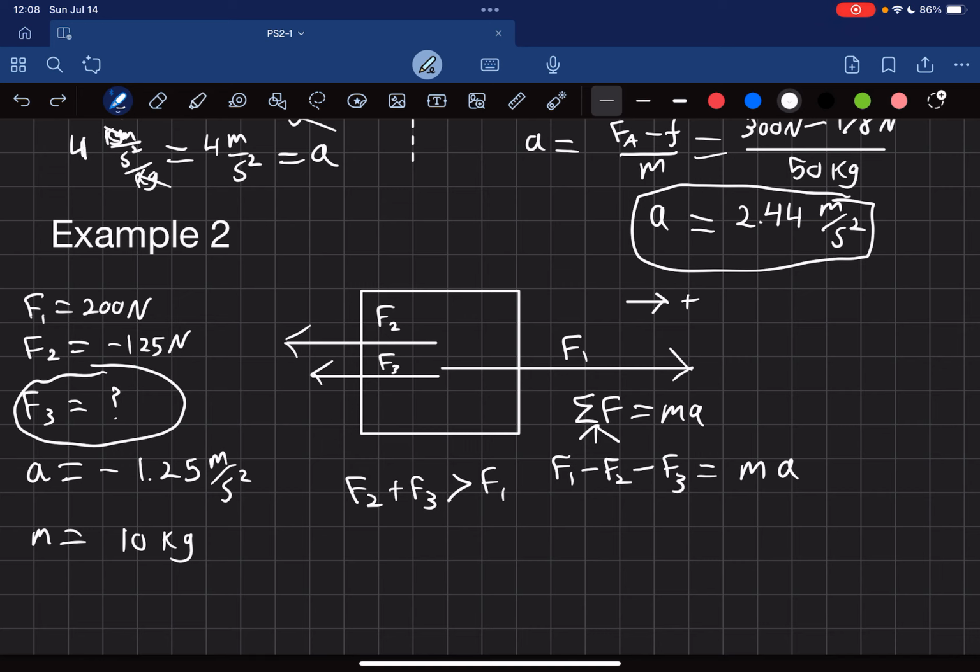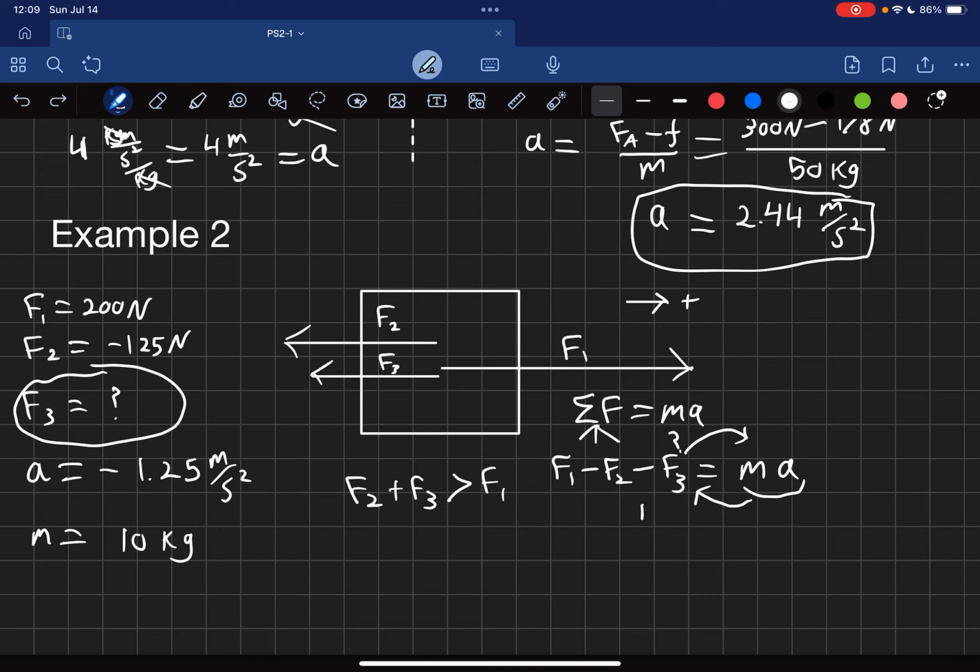Well, let's continue this. So again, we're solving for force 3 in this case. So what we need to do is get force 3 all by itself. One way I would like to do that is to take force 3 and move it to the other side, and then take mass times acceleration and move it to where force 3 is.